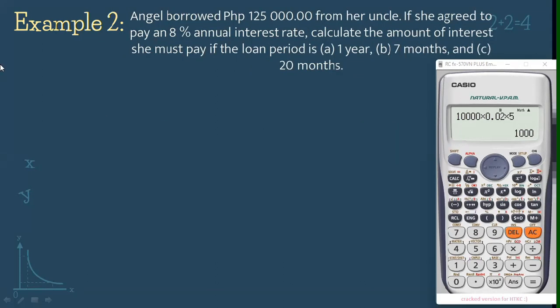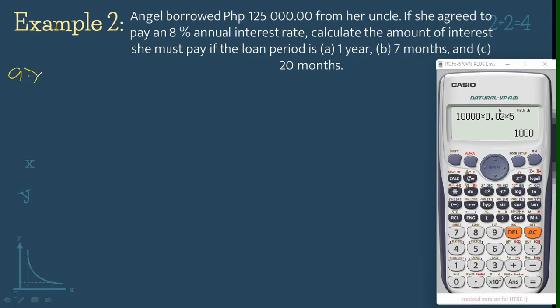So let's have another example naman po. So sabi dito, Angel borrowed 125,000 from her uncle. If she agreed to pay an 8% annual interest rate, calculate the amount of interest she must pay if the loan period is A, 1 year, B, 7 months, and C, 20 months. So dun muna po tayo sa letter A.